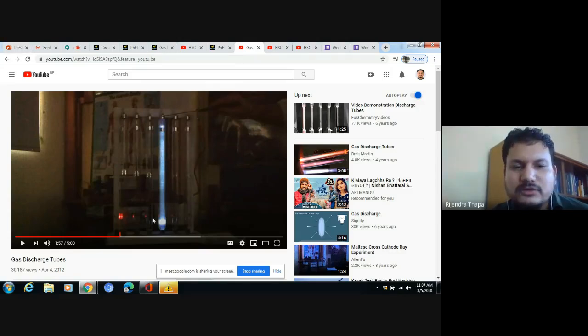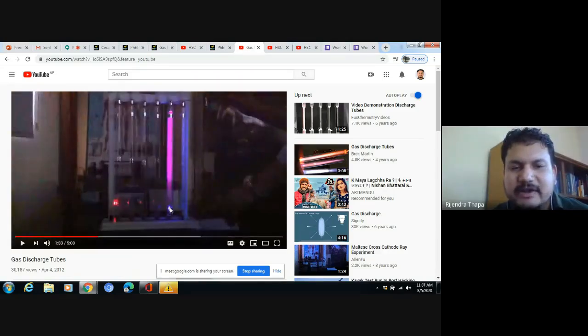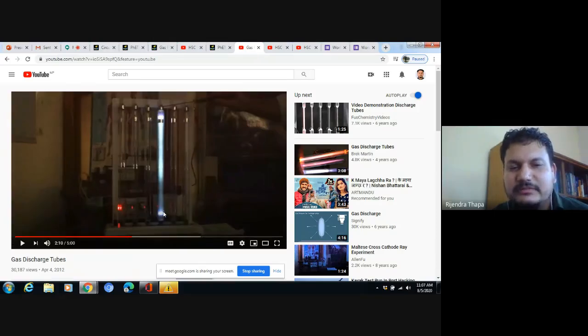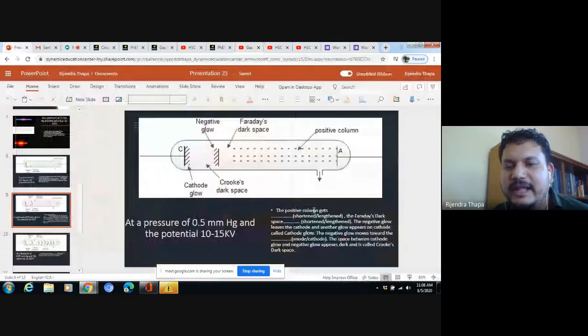So what's the difference between this one and this one? Here you can see the glow, but this glow at a pressure of 0.5 mm of Hg has detached and moved towards the anode, so it reaches here. Here is another glow known as the cathode glow, and between the negative glow and the cathode glow there is a dark space known as Crookes dark space, and between the negative glow and the positive column there is another dark space known as Faraday's dark space. This is the phenomenon that we'll see. The positive column gets shortened, it gets contracted.